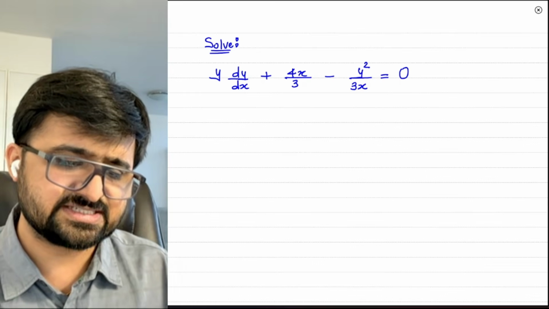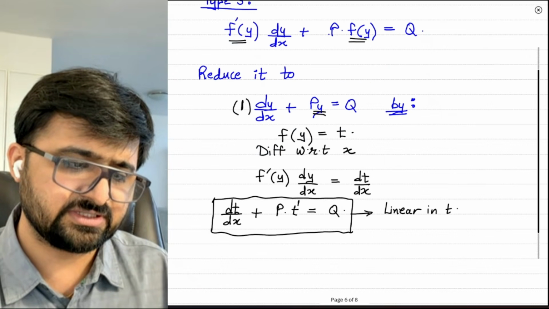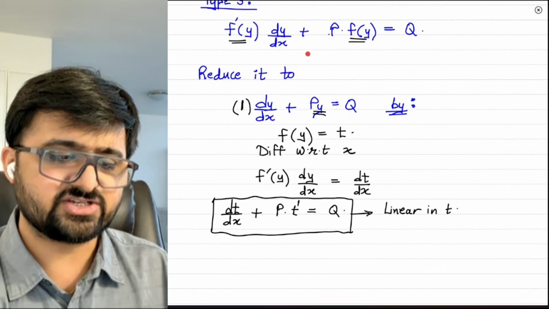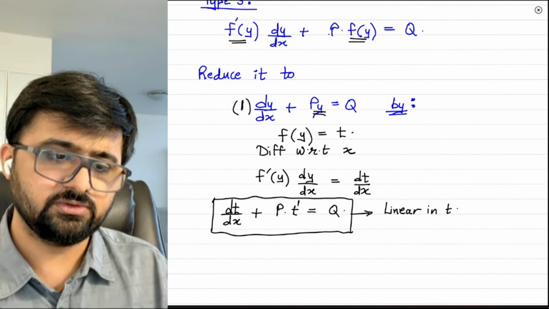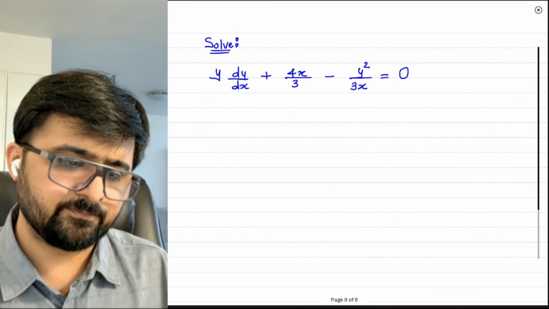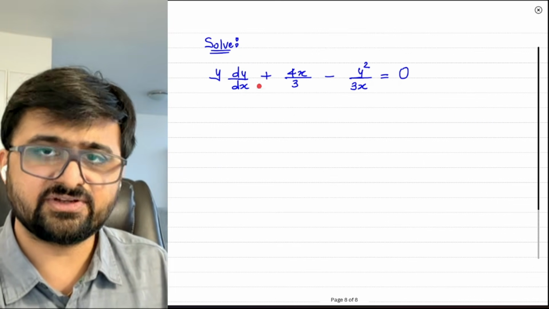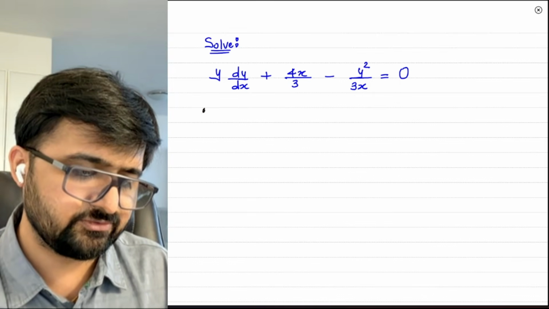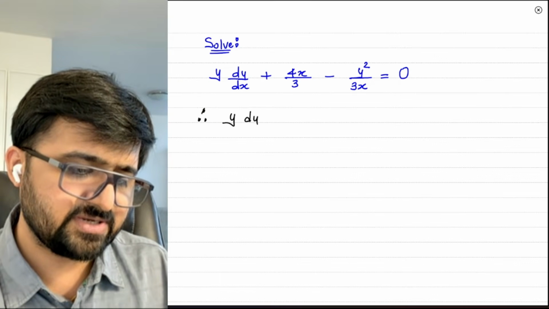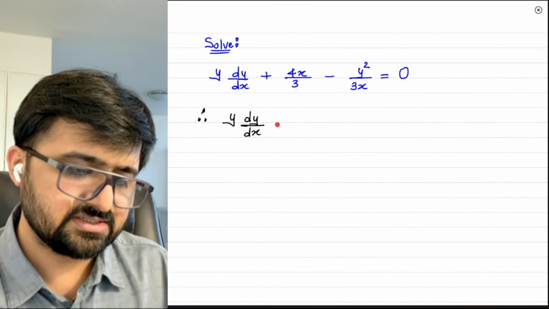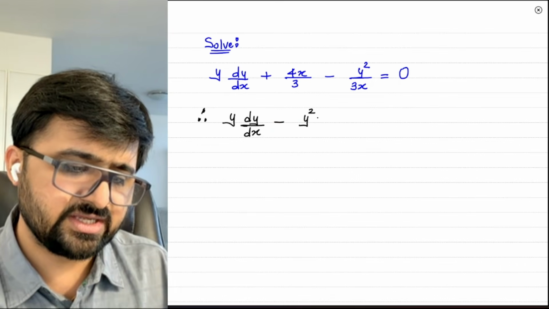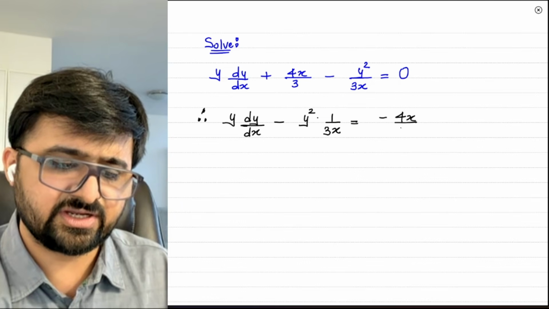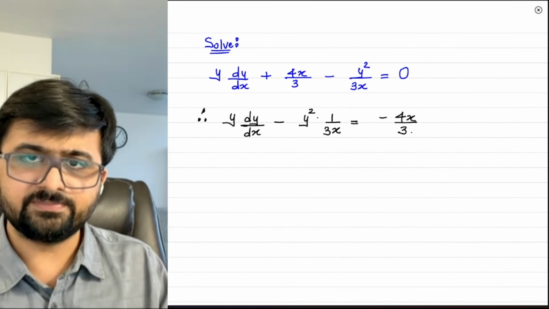Therefore, it is of this type, because there is f(y) and there is f dash of y. So it's of this type: f dash y dy by dx plus p f(y) is equal to q. Let's take the other terms to the other side. x is our dependent variable. Let's take 4x divided by 3 on the other side. So we have y dy by dx minus y square into 1 over 3x is equal to minus 4x divided by 3. I hope that makes sense.